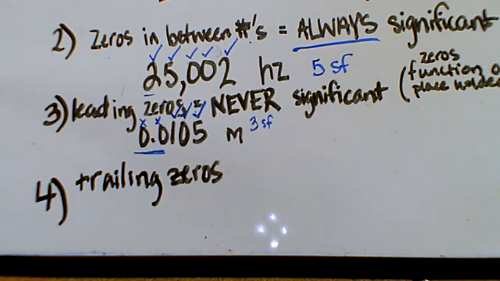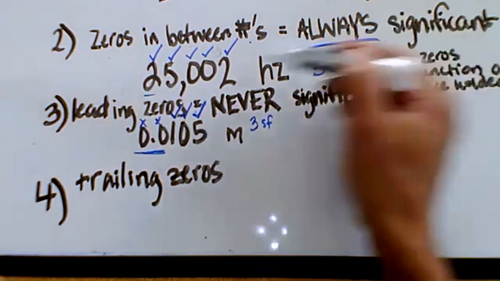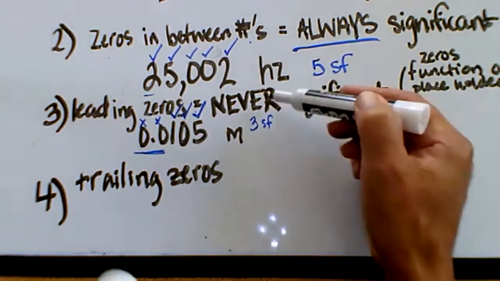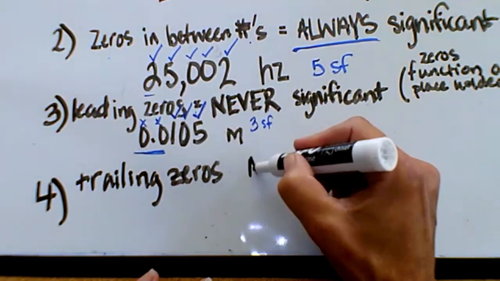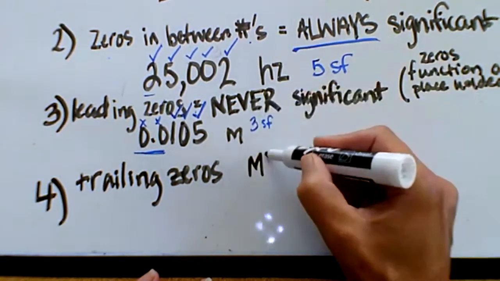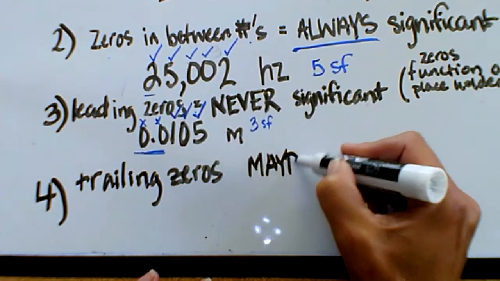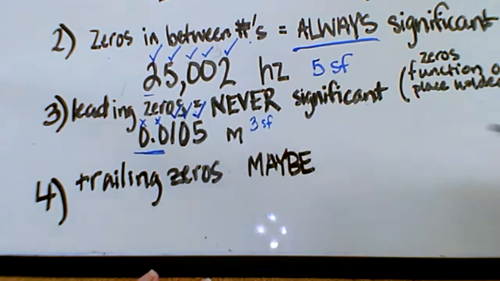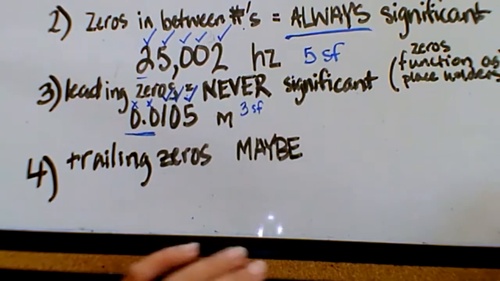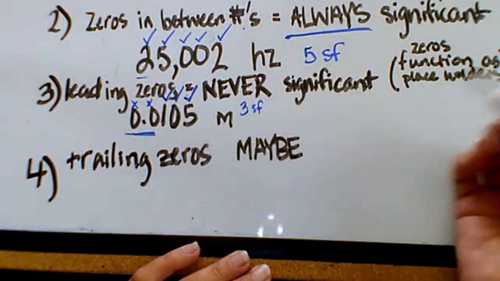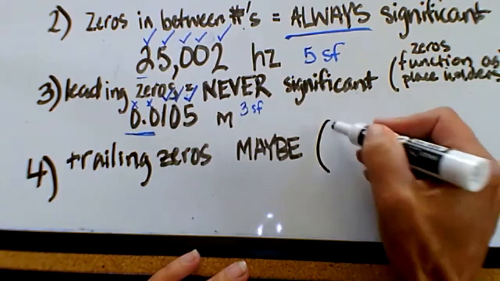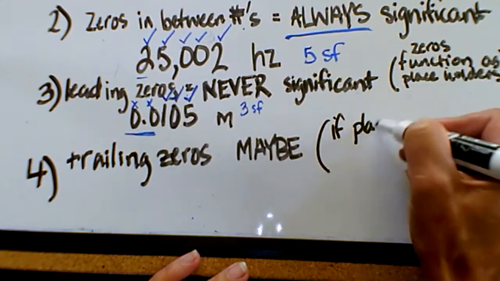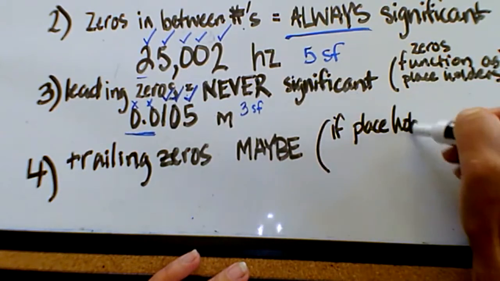All right. Well, we've got an always situation when they're in the middle. We've got a never situation at the beginning. So we are now going to have a maybe. It's not an always, it's not a never, it is a maybe situation when they're at the end. There's an easy way to figure it out. They may be placeholders. If they are placeholders, they are not significant. I'm just going to say that because it might help someone.